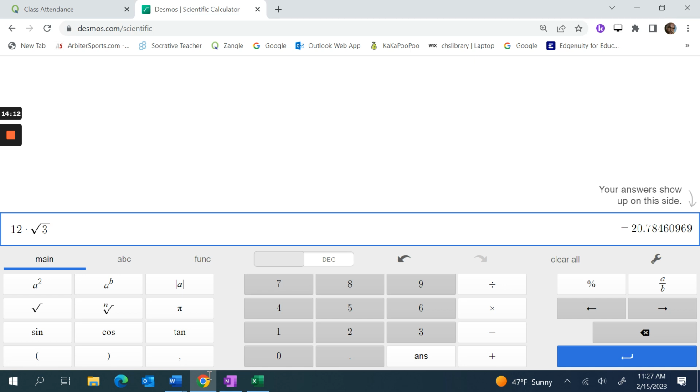You should type that into your calculator right now. Make sure you know how to type it into your calculator because you've got to know how to format a calculator to tell it to do what you want it to do. And you should get that answer right there.